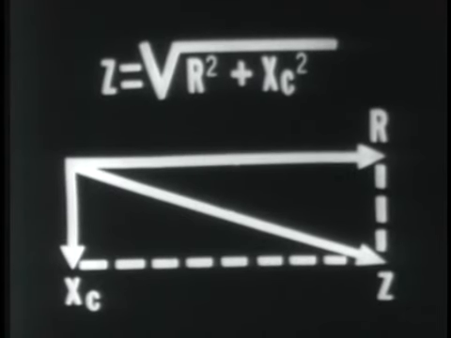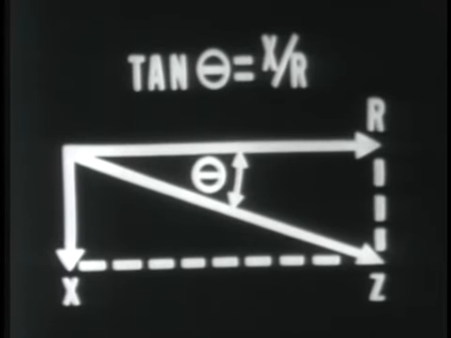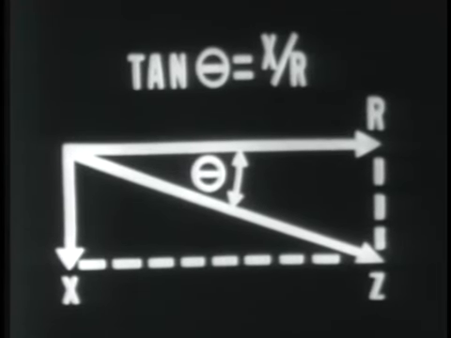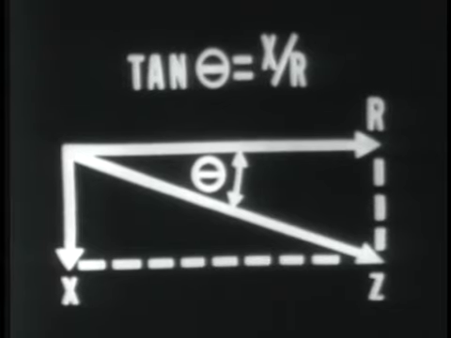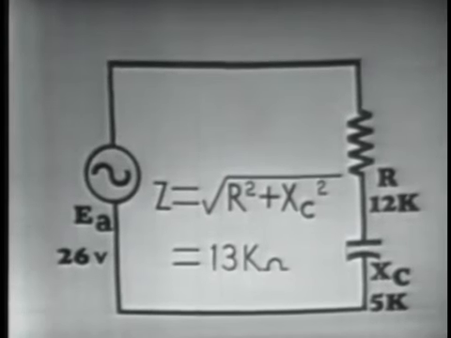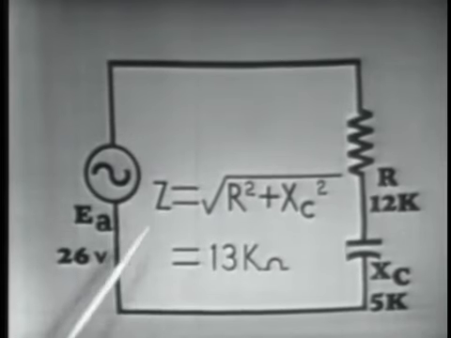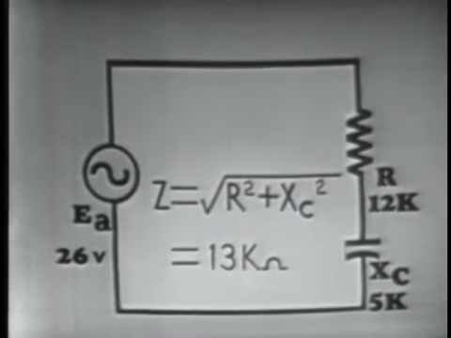To determine the impedance angle, we can use the tangent trig function, and this is mathematically stated as this, where the tangent of angle theta is equal to X over R. Side X would be your opposite side, side R would be your adjacent side. Using this, we can determine our impedance, as we said, by using Pythagorean theorem. Z is equal to the square root of R squared plus X sub C squared.